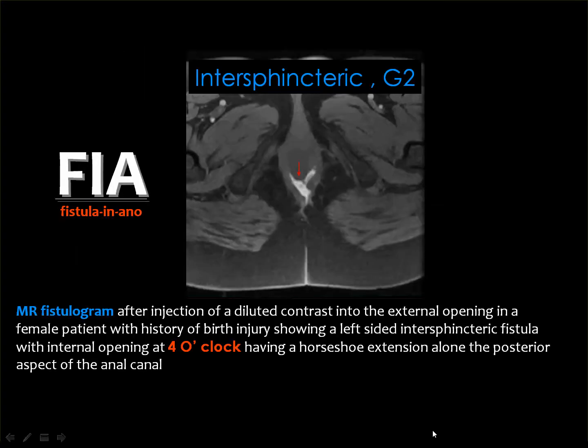And sometimes they use this MR fistulogram. They inject contrast material before doing the MRI. This will enhance, of course, the appearance of the fistula, which in this patient had an internal opening at approximately 4 o'clock. And many times this intersphincteric fistula may cross the midline to form this known as horseshoe extension along the posterior aspect of the anal canal.